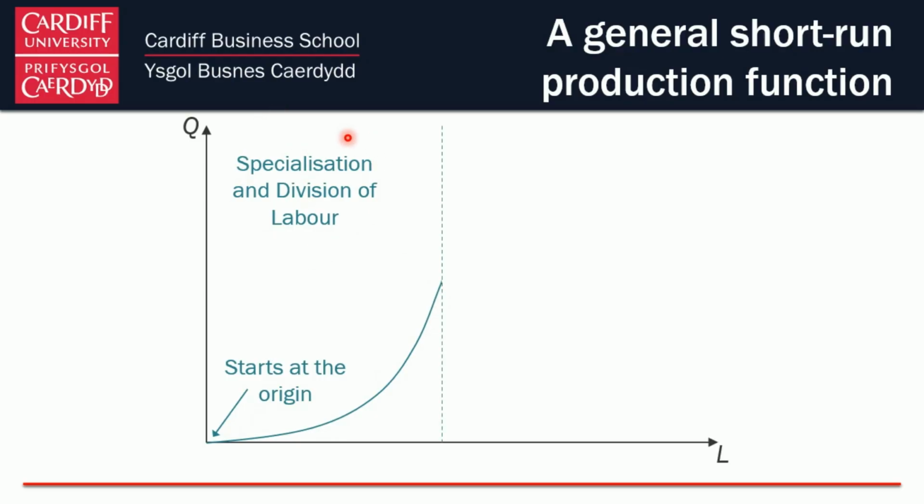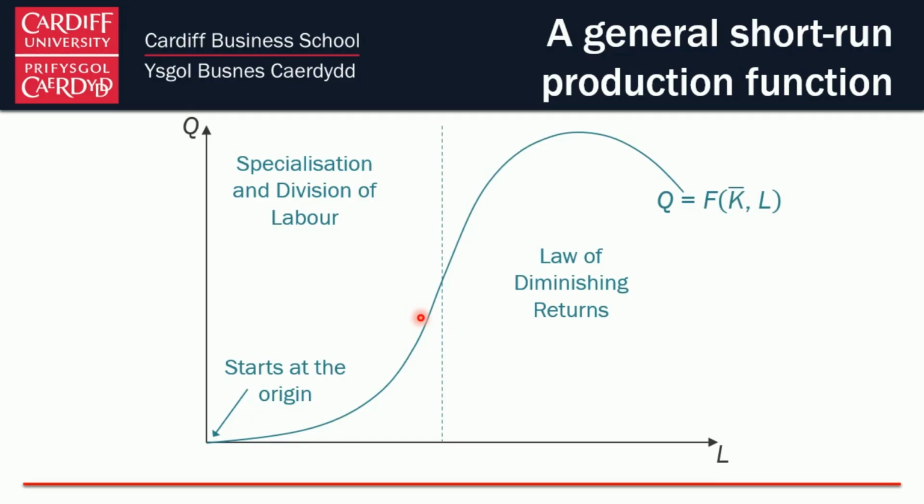But then you reach a certain saturation point, and the second phase starts, called the law of diminishing returns, where output goes up, but it certainly does not accelerate. And indeed, after a certain point, it tapers, and it might even come down.